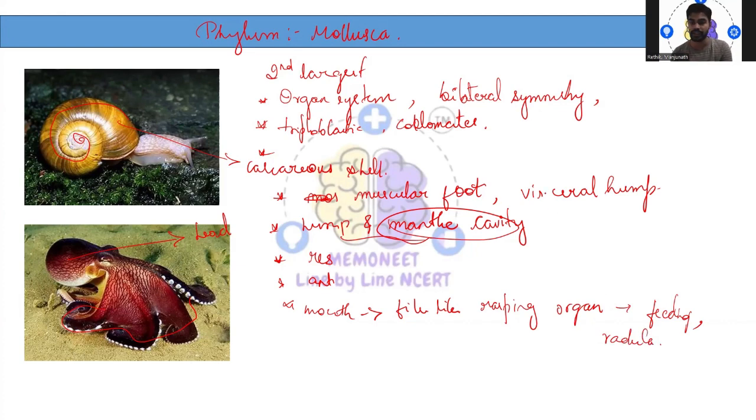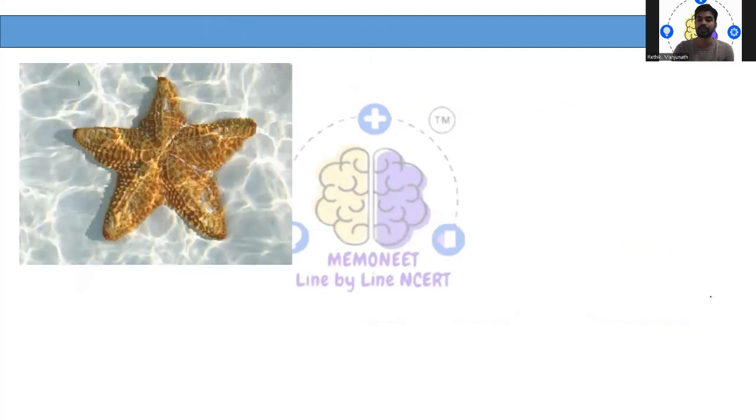They are usually dioecious and oviparous with indirect development, not direct development. Examples are Pila, which is the apple snail, then the pearl oyster, then Sepia, which is cuttlefish, and many more examples related to molluscs.